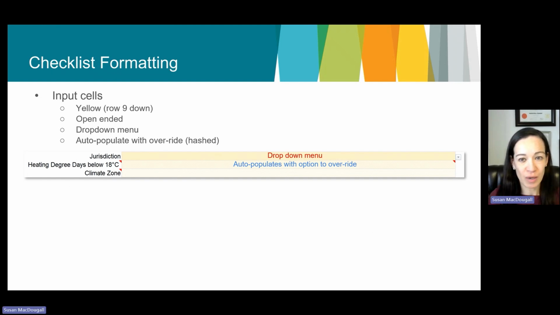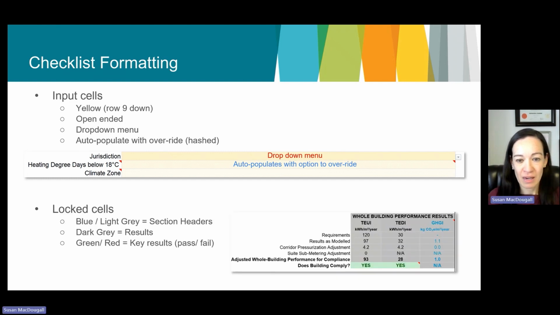So just an intro to a few of those functionalities and some formatting. When we open the tool, you'll see that the input cells are yellow. They're generally open-ended, although there are a few with drop-down menus and auto-populates that allow the users to override them. Much of the checklist is also locked. Sometimes this is simply because there are headers there. Also, the results are calculated for you. However, there is a way to unlock it if you need to for some reason, and we'll show you how to do that in a moment.